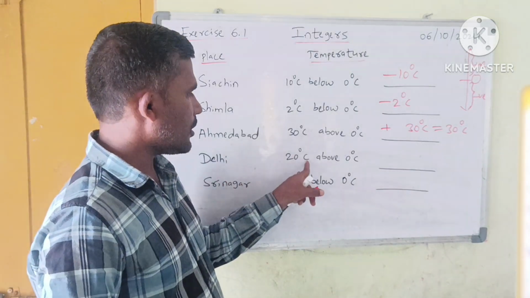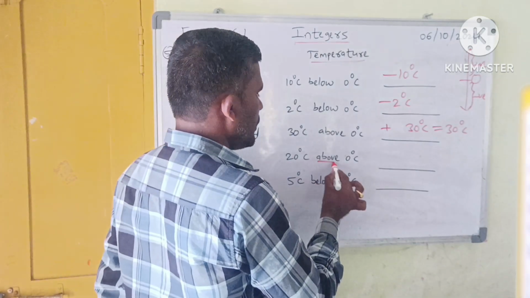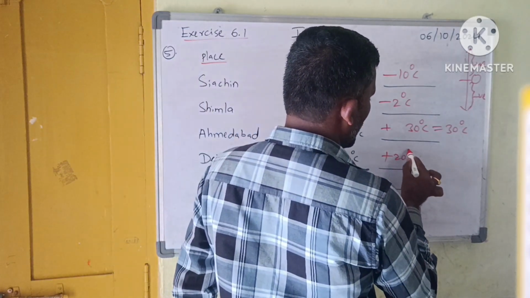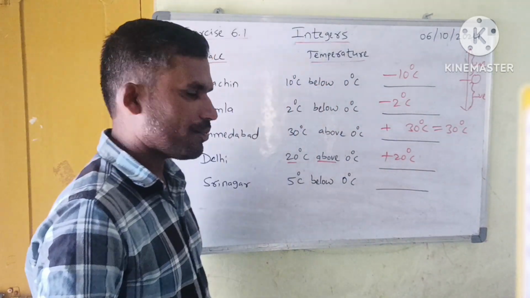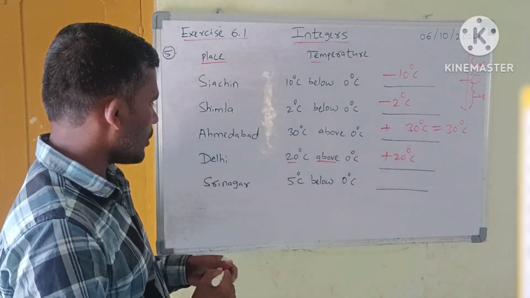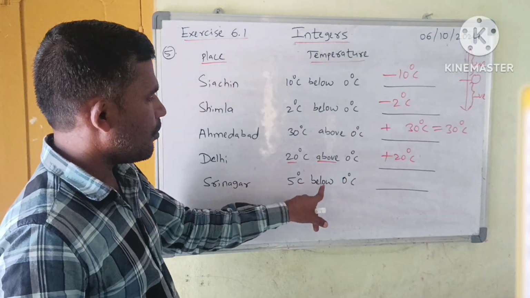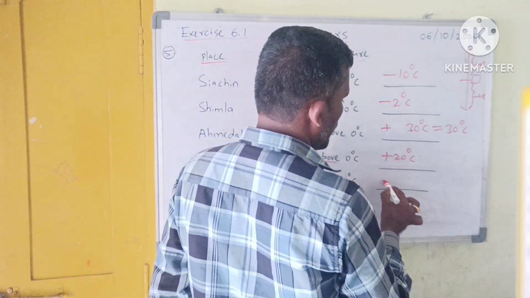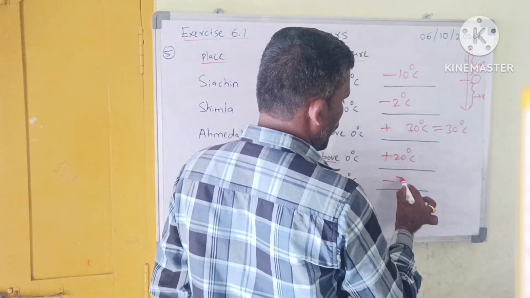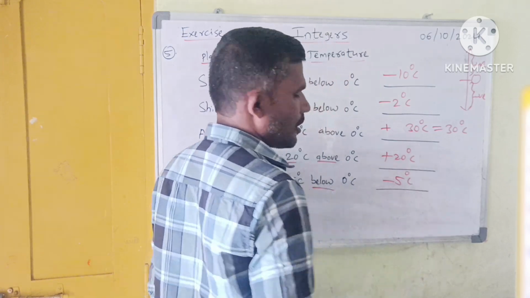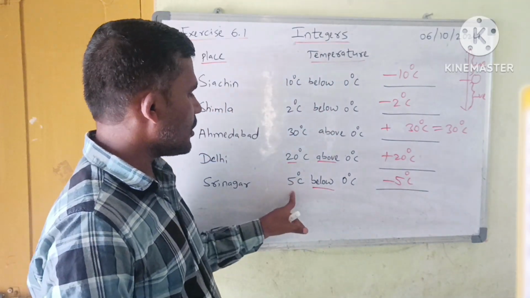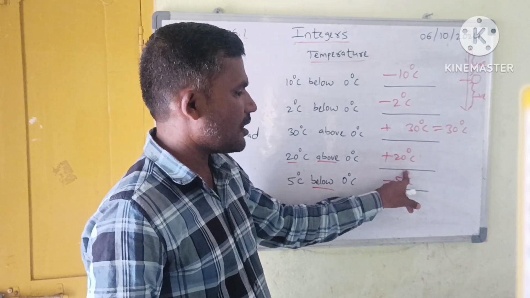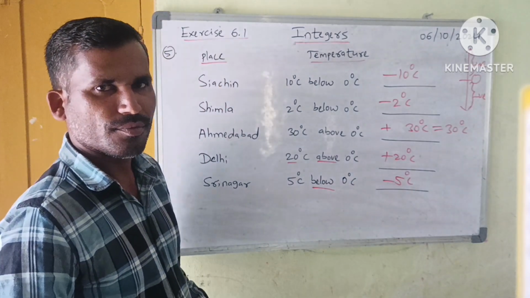Delhi is 20 degrees centigrade above. Above means positive. And how much is given? 20 degrees centigrade. The last one, Srinagar, is 5 degrees centigrade below 0 degrees. Below 0 means negative. How much is given? 5 degrees. So 5 degrees centigrade below 0 degrees centigrade is minus 5 degrees centigrade. Okay.